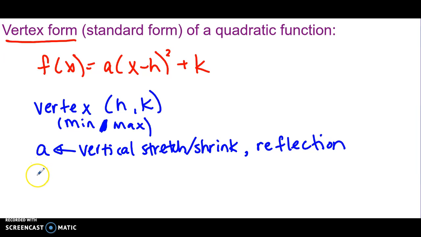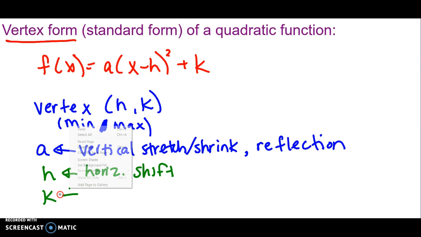Something else to keep in mind is that h really would tell us if we're going to have a horizontal shift. You know, are we going left or right h units? And of course, k then will tell us if we're having some kind of vertical shift. You know, am I going up or down k units?